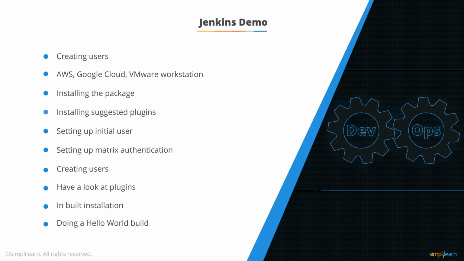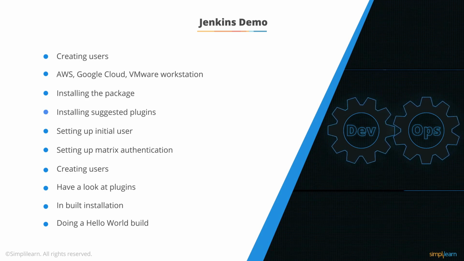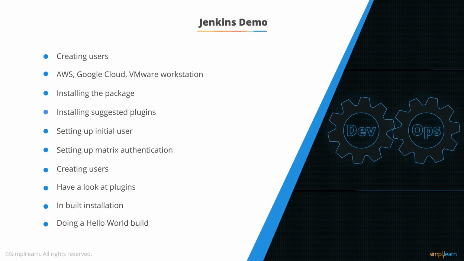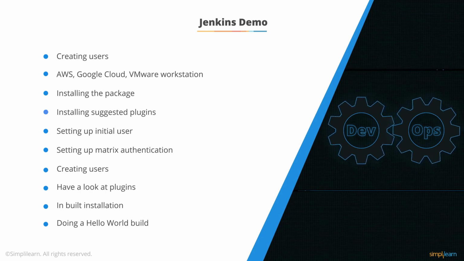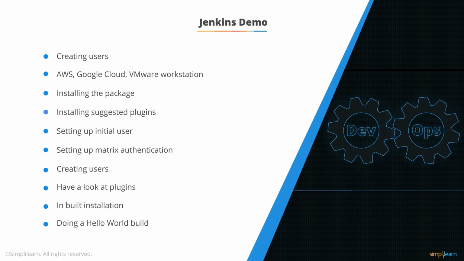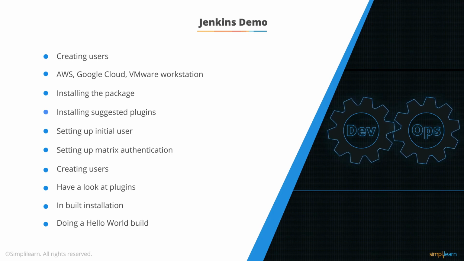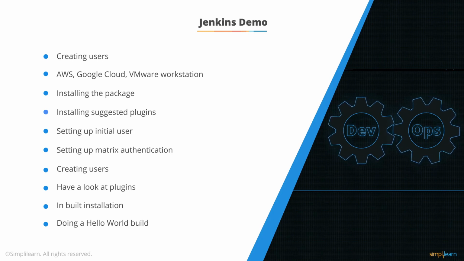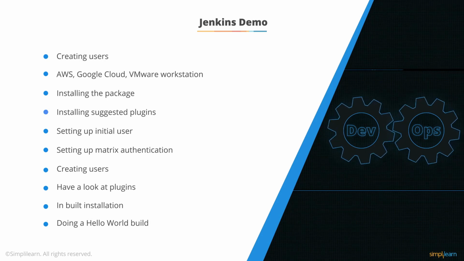So we'll be starting with the installation of the package on Ubuntu 16.04. We'll install the suggested plugins and we'll set up an initial user. We'll set up a matrix authentication and we'll be creating users for that. We'll have a look at the plugins. We will have a look at inbuilt installations like Java, Maven, Ant, and Docker plugins. We'll also look at how we build a Hello World application.